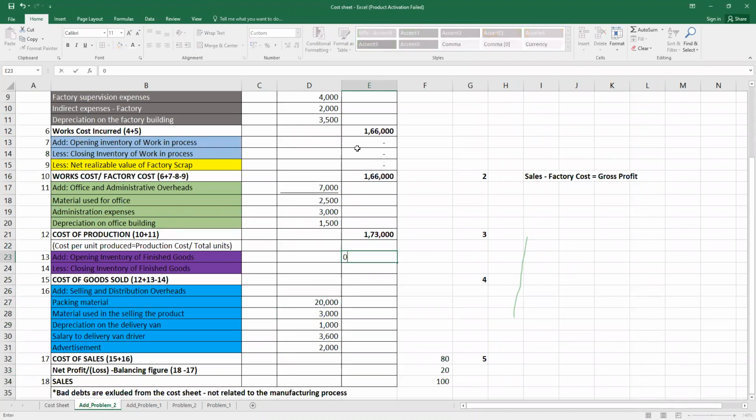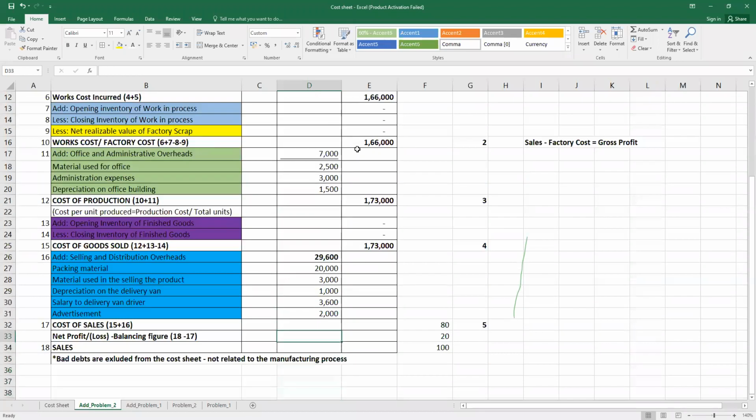Then opening FG, then closing FG, nil information. So add opening less closing, and finally we will have the cost of goods sold as well. After that, we are having the total of S&D overheads amounting to 29,600. So the cost of sell is 173 plus 29,600. So cost of sell is 2,02,600. Now everyone will punch their sales figure in the chat box.